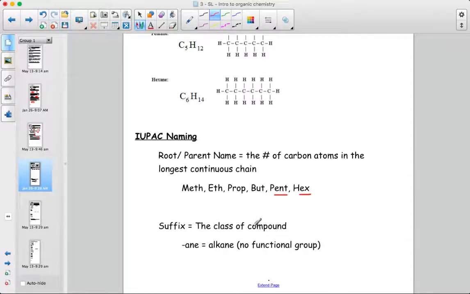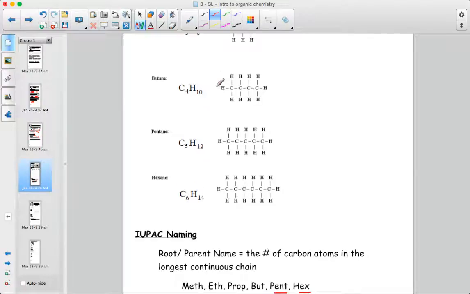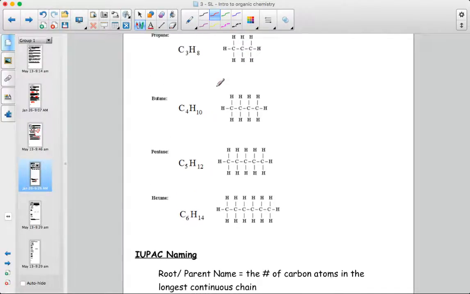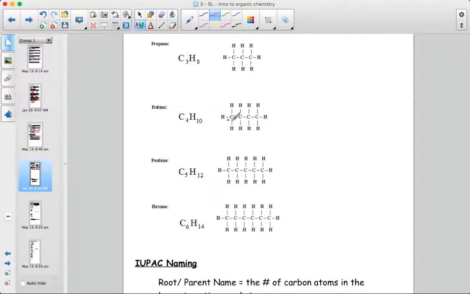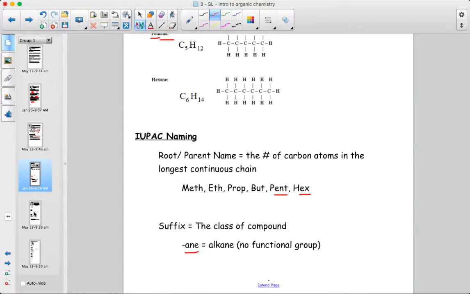And then the ending of the name goes along with whatever family it belongs to. In this case, all these compounds only have C and H single bonded to each other, so that means it's an alkane. I figure out the number of carbons, and that tells me that it should have but as the start of its name. And the fact that it's just all these single bonds means it should have ane as the end of its name. 5 carbons means pent, and then no functional group, so it ends in ane. So that's how the naming system is going to work, and we'll do a lot of practice with that.